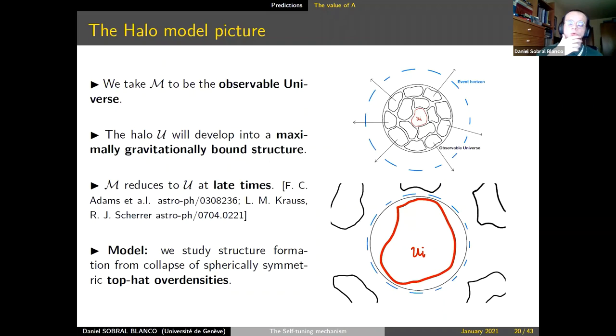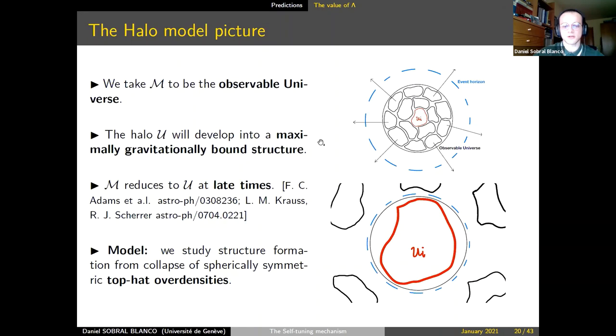And we move to what we have called the halo model picture, which was first proposed by Lucas in a paper of his in 2018. Basically, in this picture, at some initial time, the thing inside the black circle is the observable universe, and all the matter content in the universe is distributed in different, separated patches. M will be the observable universe for us, the manifold where we are working, and U will be the halo where we live. These halos will always develop into maximally gravitationally bound structures, where galaxies can form, eventually planets, and after that, life and computers, to be here today talking about this topic.